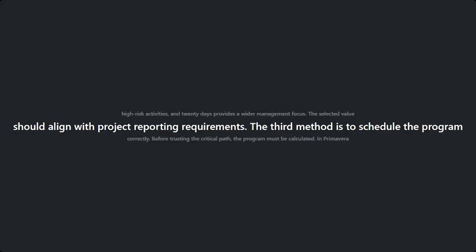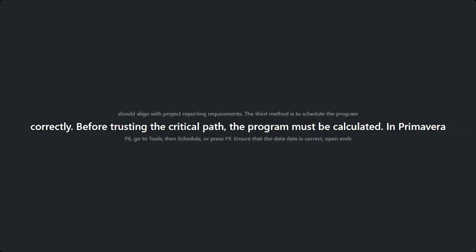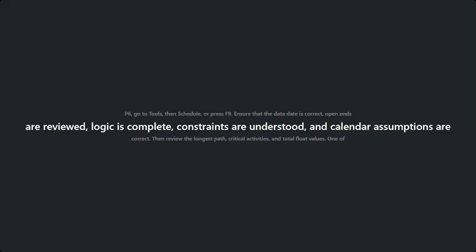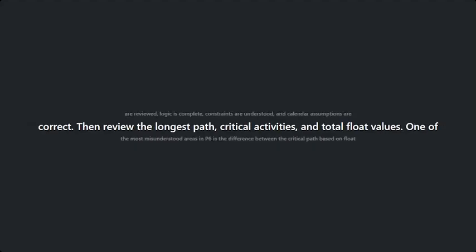The third method is to schedule the program correctly. Before trusting the critical path, the program must be calculated. In Primavera P6, go to Tools, then Schedule, or press F9. Ensure that the data date is correct, open ends are reviewed, logic is complete, constraints are understood, and calendar assumptions are correct. Then review the longest path, critical activities, and total float values.